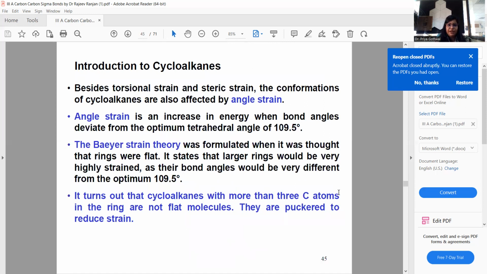Further in the introduction to cycloalkanes, beside torsional strain and steric strain, the conformations of cycloalkanes are also affected by angle strain. Angle strain is an increase in the bond energy when bond angles deviate from the optimum tetrahedral angle of 109.5 degrees. The Baeyer strain theory was formulated when it was thought that the rings were flat. It states that larger rings would be very highly strained, as their bond angles would be very different from the optimum 109.5 degrees. It turns out that cycloalkanes with more than 3 carbon atoms in the ring are not flat molecules. They are puckered to reduce strain.